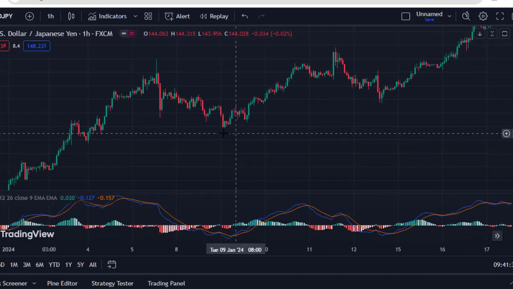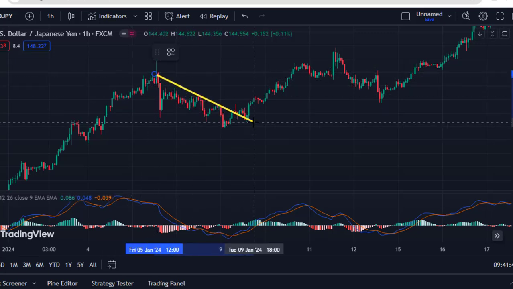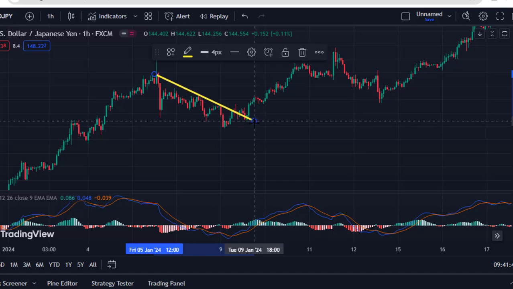At this very point, we have to draw a trend line. So a trend line from this point to this very area. Remember, we are using the trend line for confirmation and also break of structure.